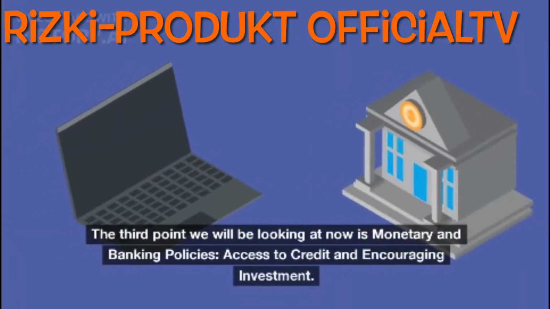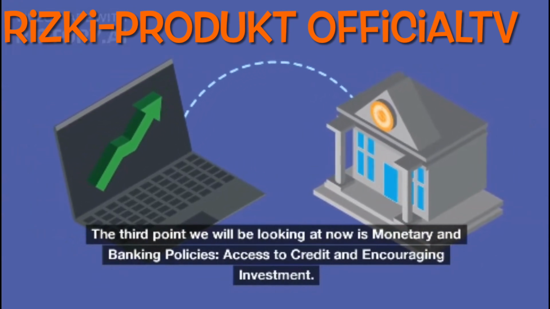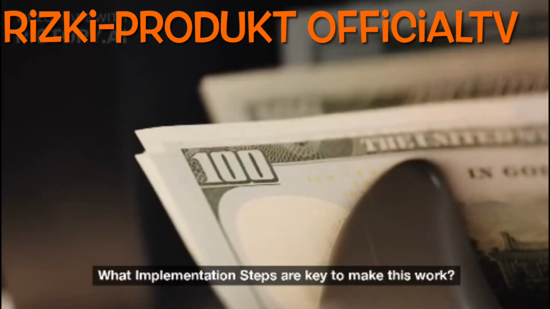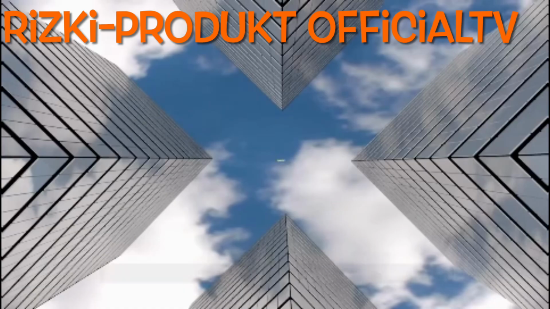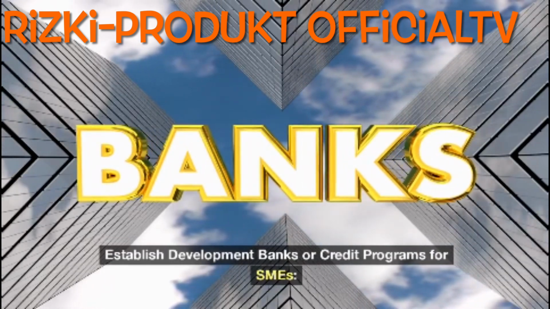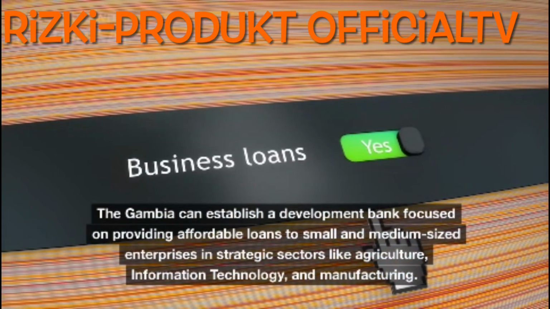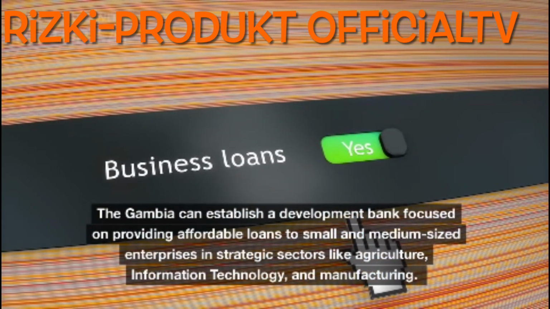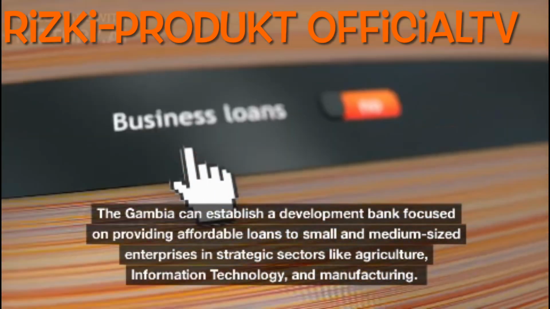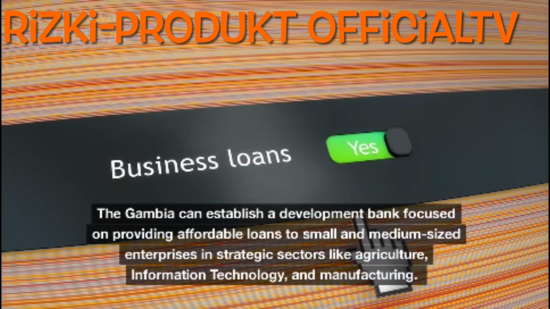The third point we will be looking at now is monetary and banking policies, access to credit and encouraging investment. What implementation steps are key to make this work? Establish development banks or credit programs for SMEs. The Gambia can establish a development bank focused on providing affordable loans to small and medium-sized enterprises in strategic sectors like agriculture, information technology, and manufacturing.